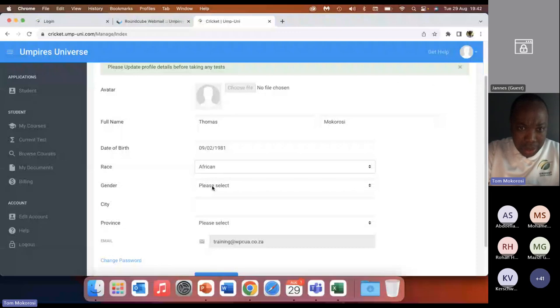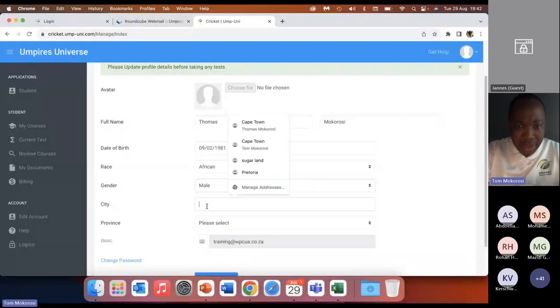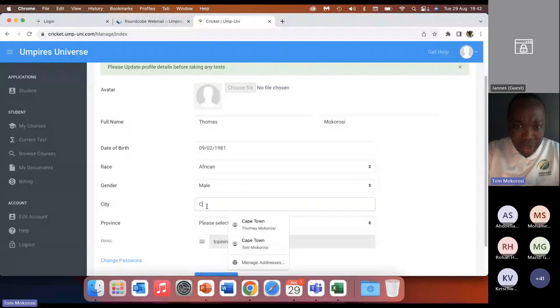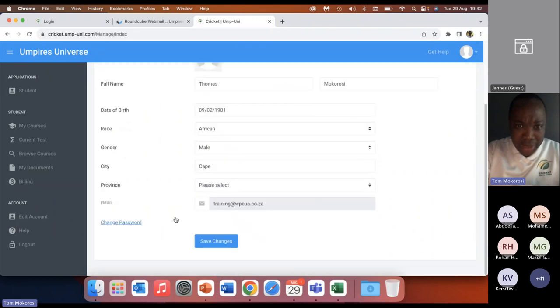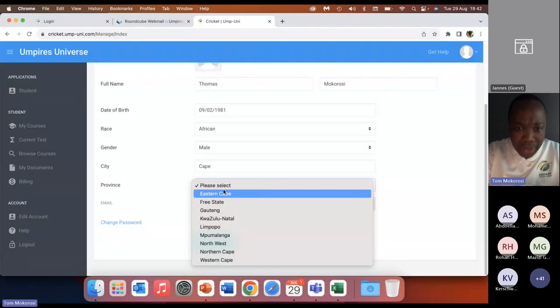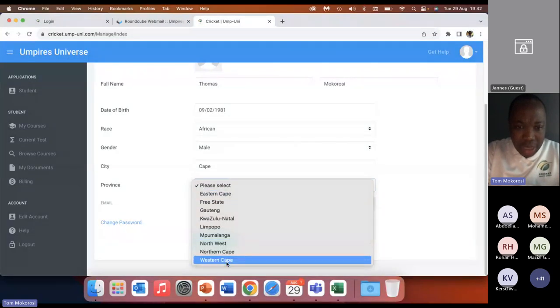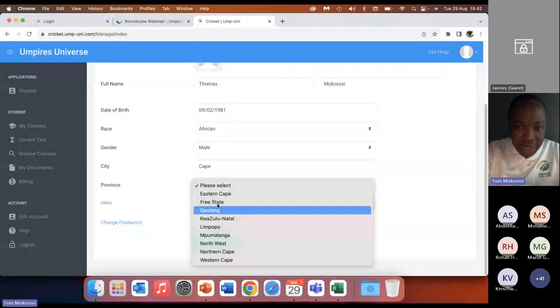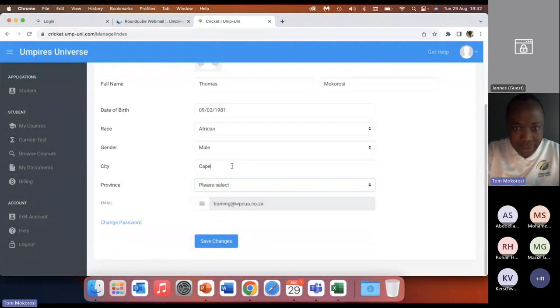Race, gender, city. Put in whatever city you are in, whether it's Mumbai, whether it is Dar es Salaam, wherever you are. Province: only South African provinces are here. So if you're outside of South Africa, please put Western Cape. If you are anywhere else in South Africa, yes, do select your province. Okay.